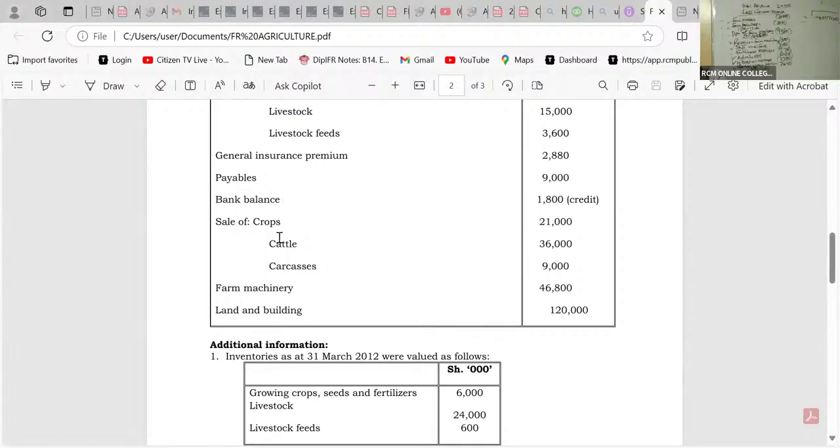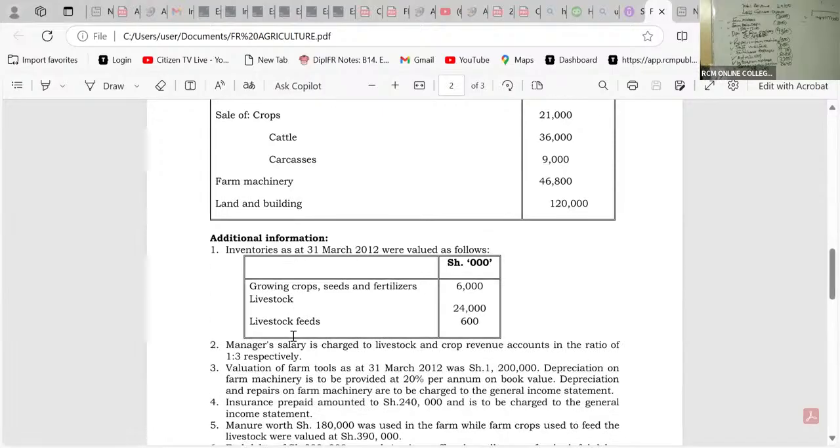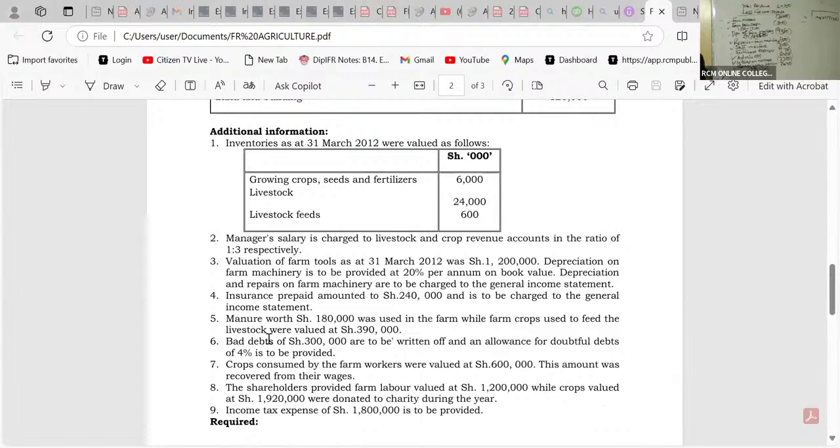Sales we already have. Farm machinery we have. Then we have land and buildings. You know that these ones will go to the balance sheet. However, let's look at other notes, ladies and gentlemen. Let's look at, for example, note number 6. Bad debts of 300 are to be written off.